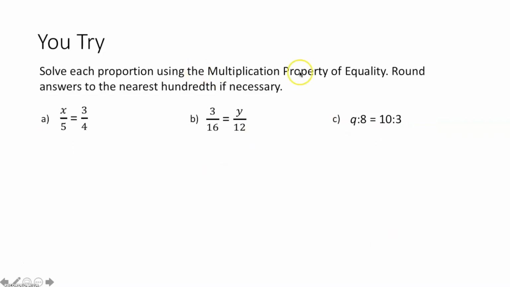So we're doing the same thing here. The only difference is that we're asked to round answers to the nearest hundredth if necessary. So we want to simplify all the way. We don't want to leave our answer as an improper fraction. So multiplication property equality, we are going to solve it like usual. Simplify, move, solve. Can we simplify?